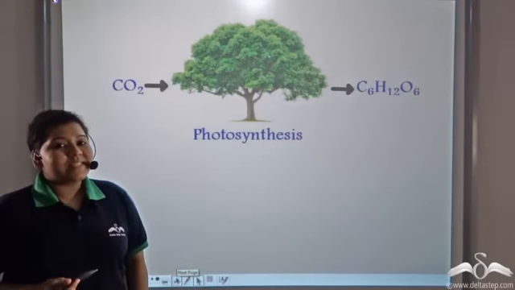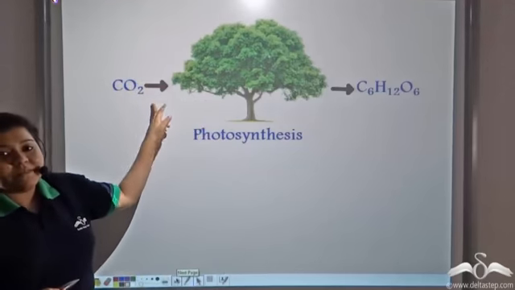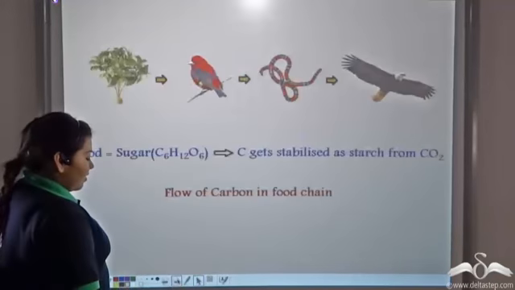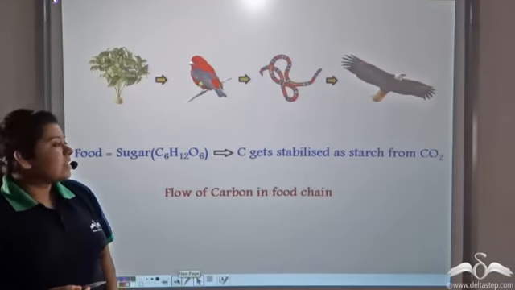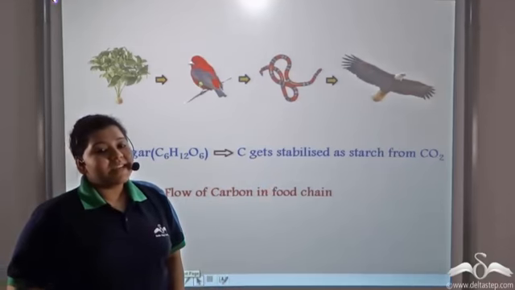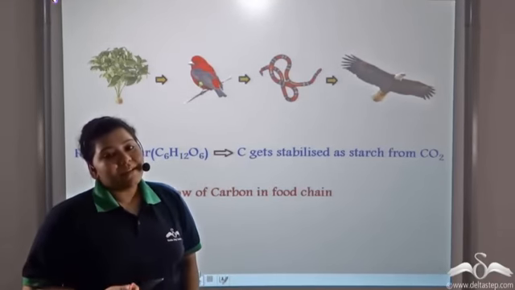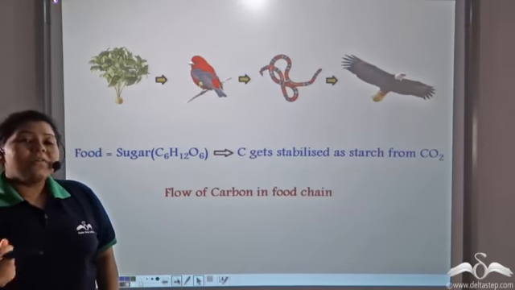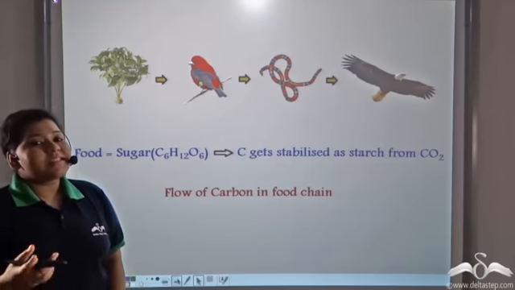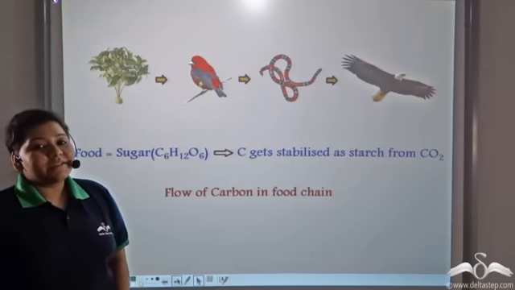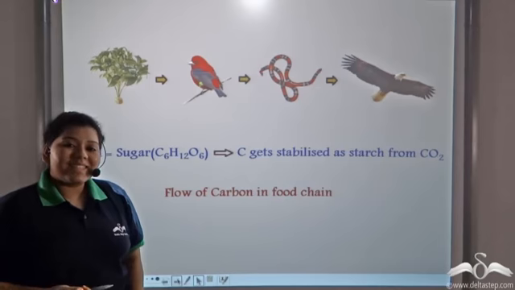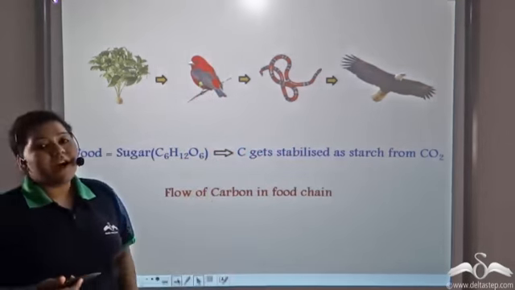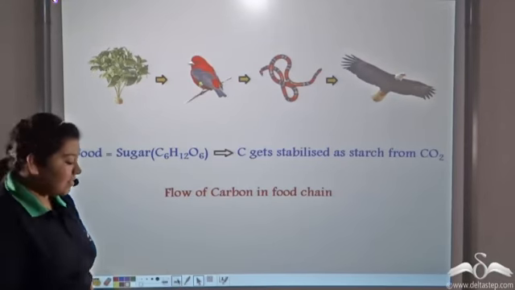Now, during photosynthesis, plants take up carbon dioxide to manufacture food. So, during photosynthesis, carbon gets stabilized as starch from the carbon dioxide that is taken up by the plants. Now, this food that is manufactured in the plants is eaten by animals who survive on plants directly or indirectly. So, there is a flow of carbon in the food chain.